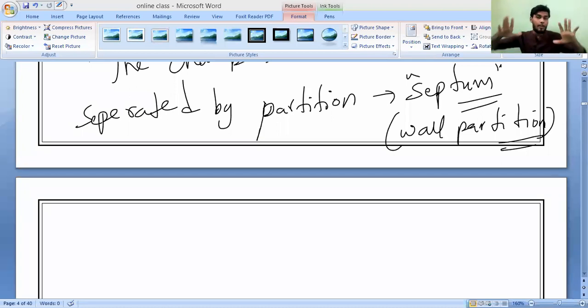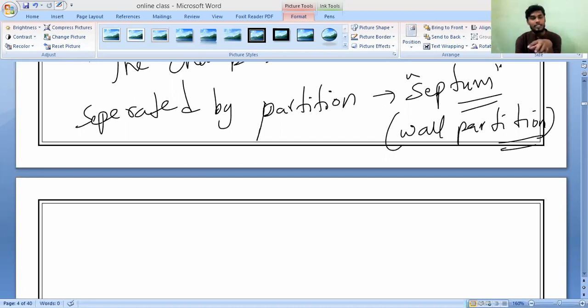Next, once the blood has been pumped out from the lower chambers, the ventricles, it is carried throughout the body by 3 parts. What are they called? Like pipes, like tubes, we call them arteries, veins, and capillaries. These are the 3 things, very thin pipes or tubes, through which blood flows in the body. Correct or not?